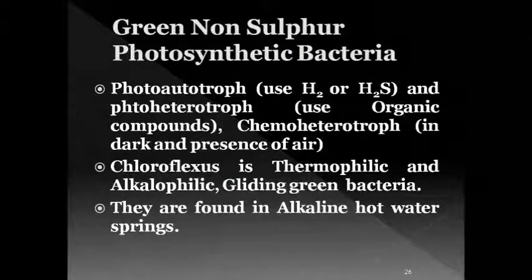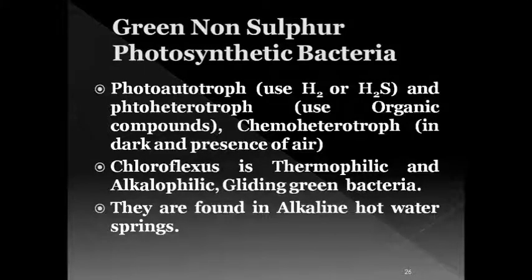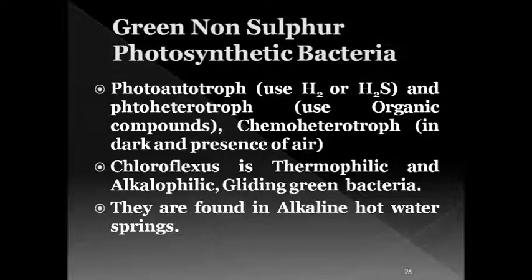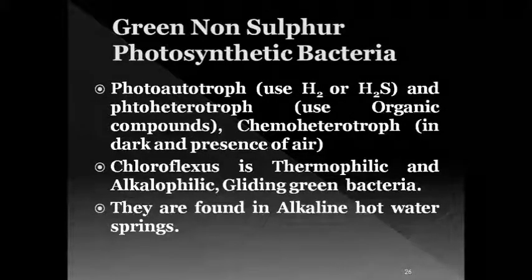The next is green non-sulfur bacteria, also called gliding bacteria. The example is Chloroflexus, which is a filamentous, gliding and thermophilic bacterium. It is found in alkaline hot water springs having pH 10. The optimum temperature for their growth is 52 to 60 degrees centigrade. They may be photoautotrophic or photoheterotrophic. They can utilize substrates as their electron donors like hydrogen or hydrogen sulfide.